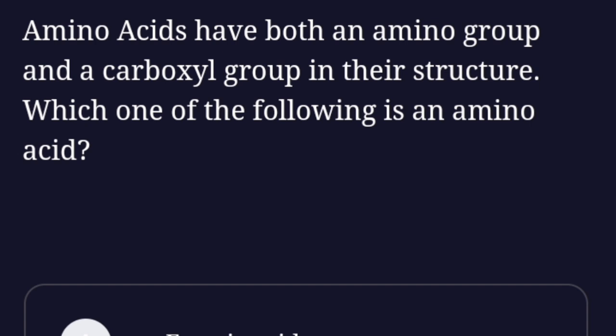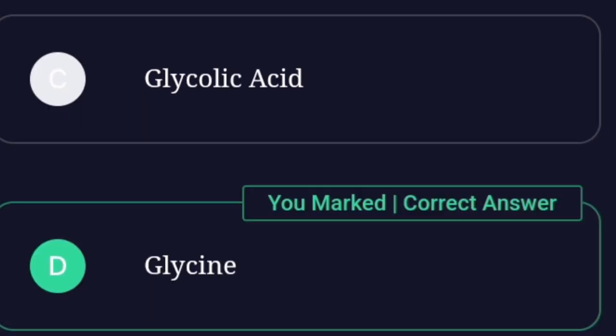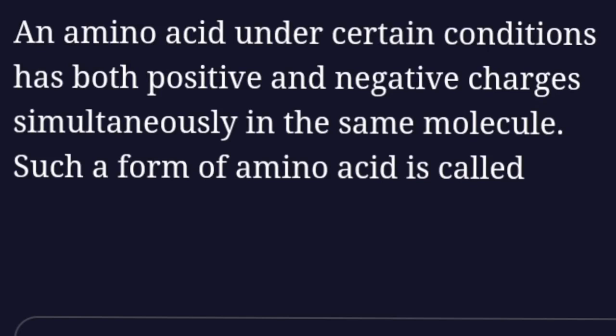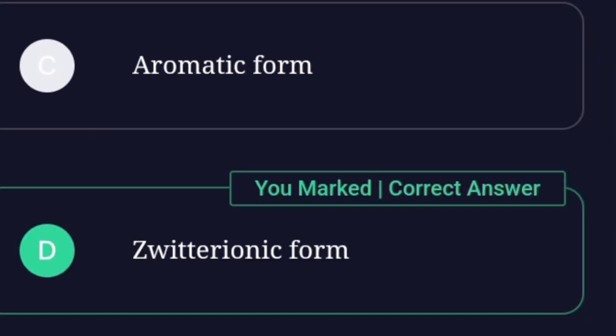Which one of the following is an amino acid? Glycine. An amino acid under certain conditions has both positive and negative charges simultaneously in the same molecule. Such a form of amino acid is called zwitterionic form.